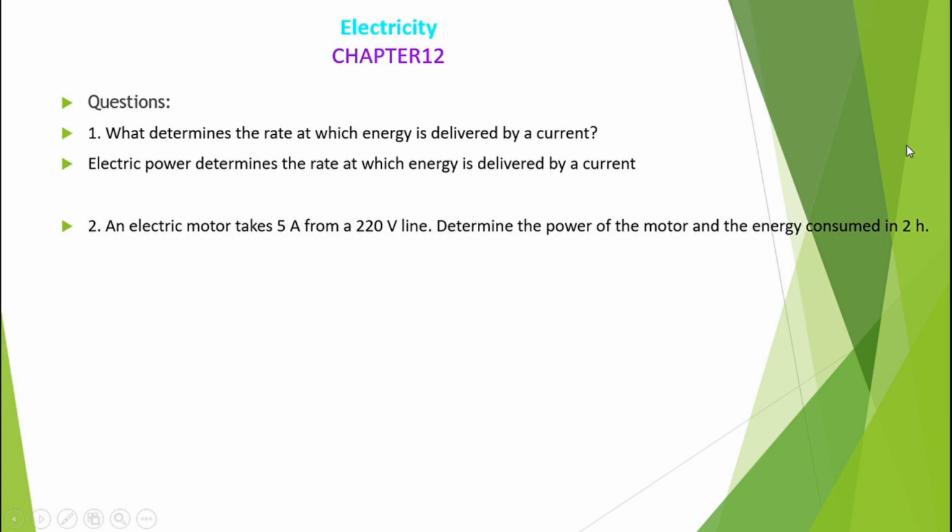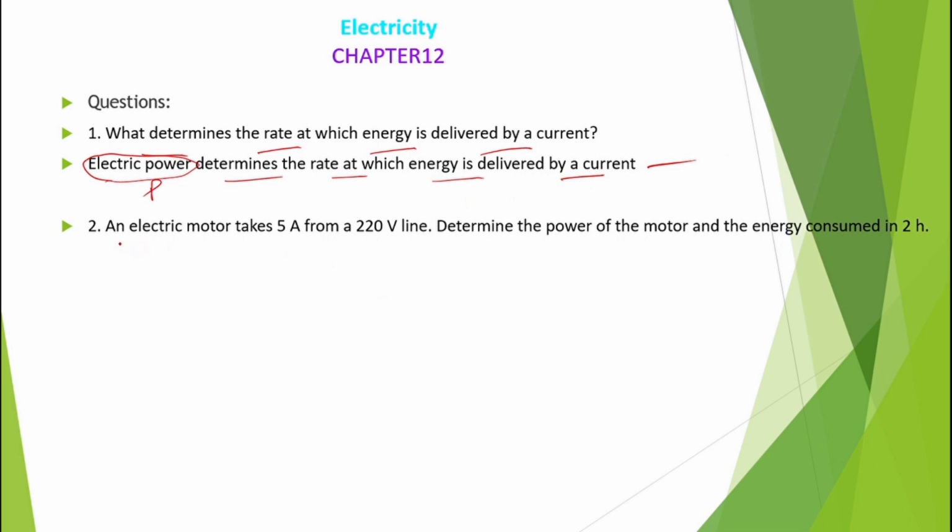So some questions we will see. What determines the rate at which the energy is delivered by a current? So electric power P determines the rate at which the energy is delivered by a current. Okay, this is the answer.